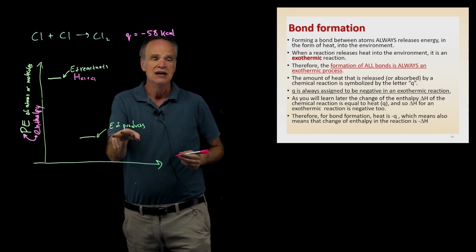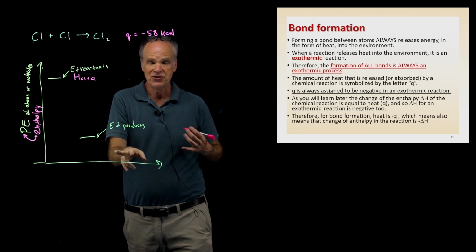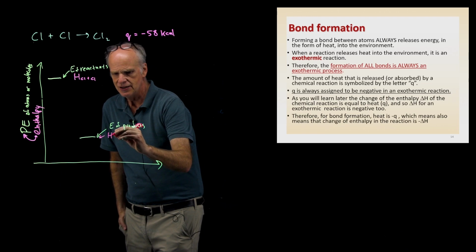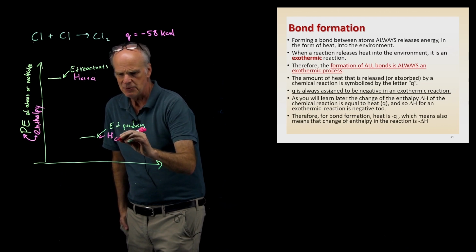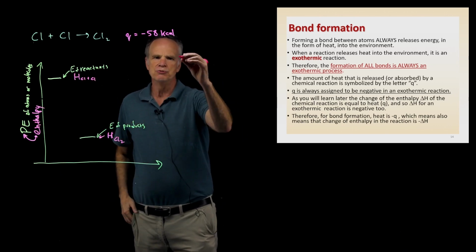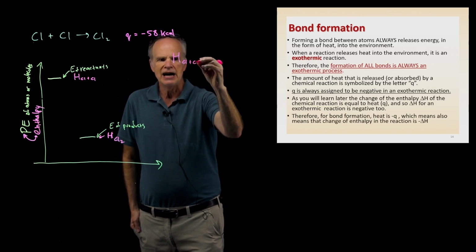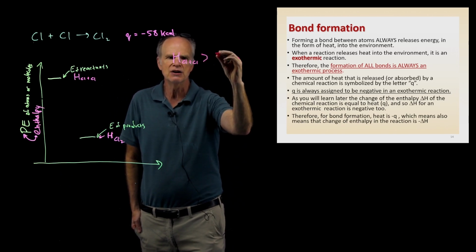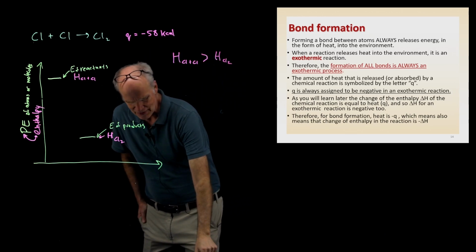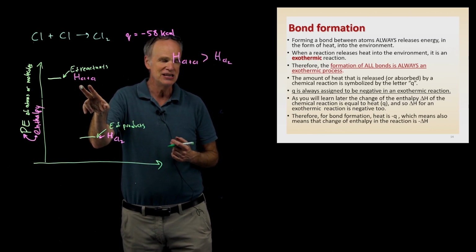Now let's look at the potential energy of the diatomic chlorine. It's going to be much less, right? So this is the enthalpy of the diatomic chlorine. It's much lower. So you can see that the enthalpy of diatomic chlorine is a lot lower than the individual atoms. And so if we wanted to, we could write something like this. We could say the enthalpy of the individual atoms of chlorine is much greater than the enthalpy of the diatomic chlorine.